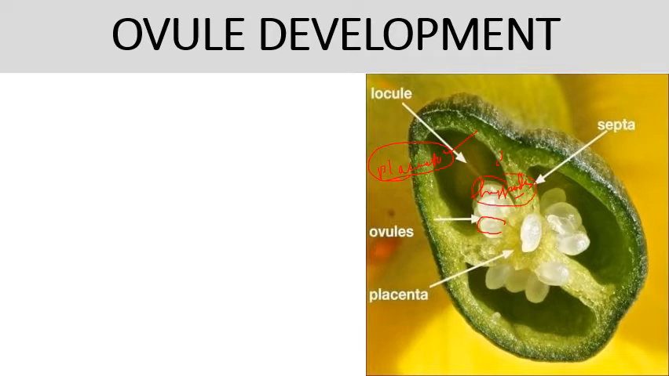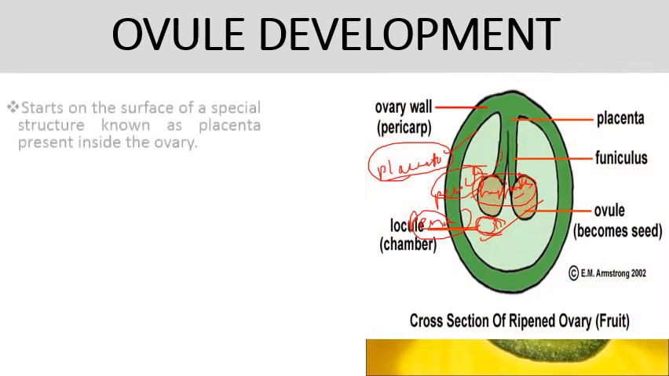There, some cells will undergo periclinal division, due to which the number of layers increases, and they give rise to a protuberance which is known as ovular protuberance. This ovular protuberance will further undergo periclinal as well as anticlinal divisions to form a full-fledged ovule. This is the way how ovule development takes place. We will discuss it one by one.